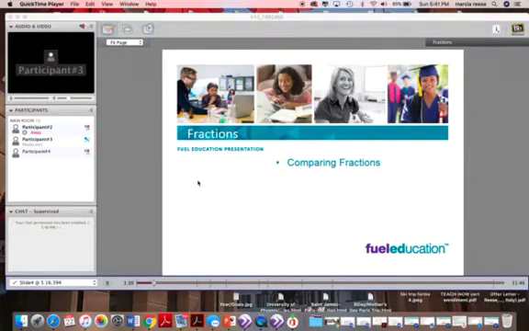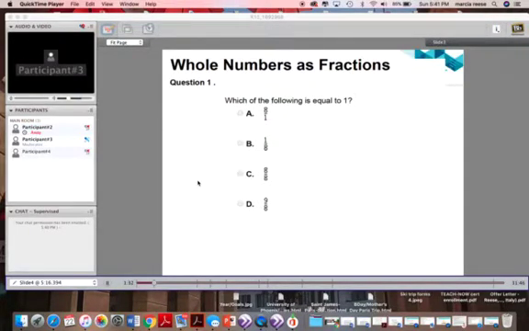Okay, so we're going to go ahead and get started. So as we have been talking in previous classes, we are working with whole numbers as fractions, okay? And right here, if you can see the board, can you just maybe raise your hand if you can see the board to what I'm pointing to? Okay, good. All right, that lets me know that you can see and you're following along. Thank you. Okay, so we've been working with whole numbers as fractions and vice versa, okay?